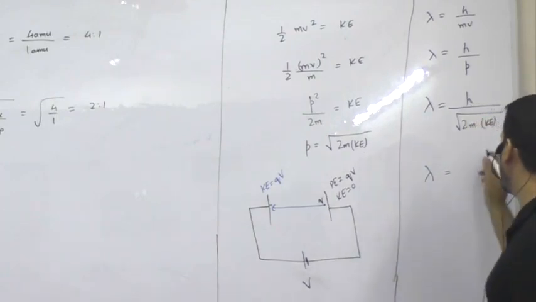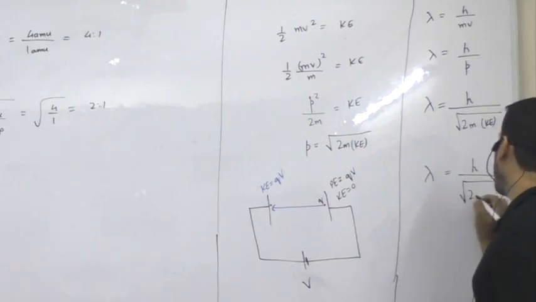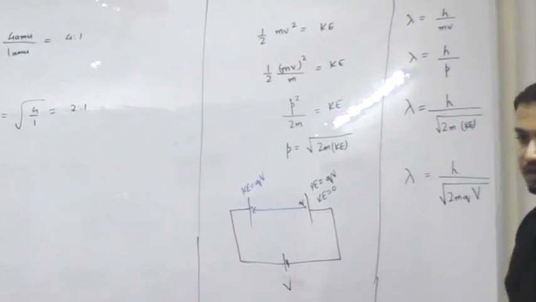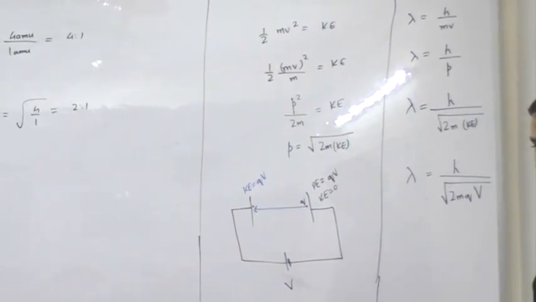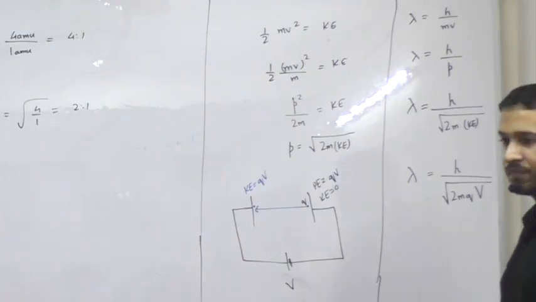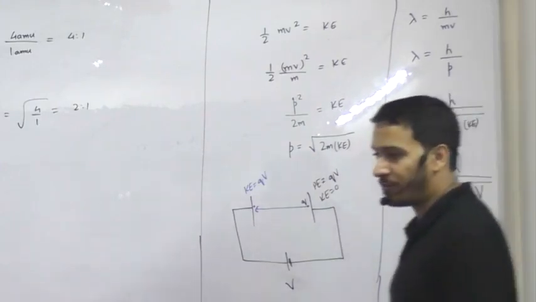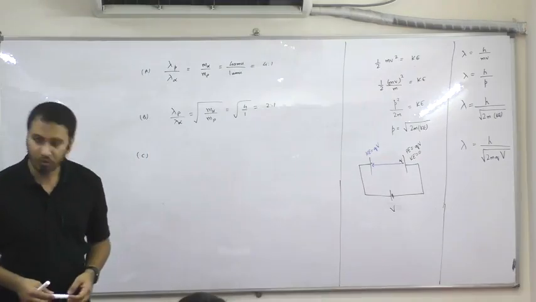Please note this V is not velocity. So this formula can also be written as h upon square root of 2 m Q V. We have a third formula for de Broglie's equation. Lambda is equal to h upon square root of 2 m Q V. Mass of particle, charge of particle, and potential difference. Solve part C. The answer is 2 root 2 is to 1.